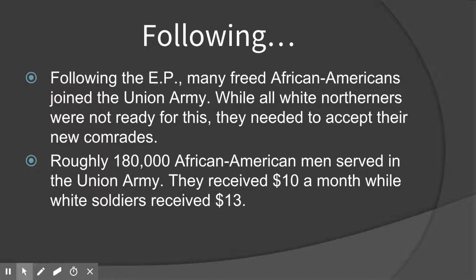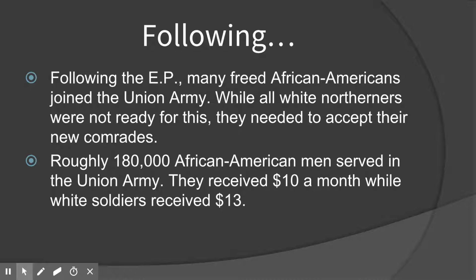Following the Emancipation Proclamation, many freed African Americans will join the Union Army. A lot of white Northerners aren't ready for this. They needed to still try to figure out how to accept their new comrades. Now, something to remember: just because many people in the North were abolitionists, it doesn't mean that they're ready to have Africans living among them freely. There's still very much a racial divide. I don't want to say that there are racists in the North, because that would only be partly true. But there's still this fear and this unknown, because you have to remember, they're still different, at least that's how the white Europeans are seeing them.